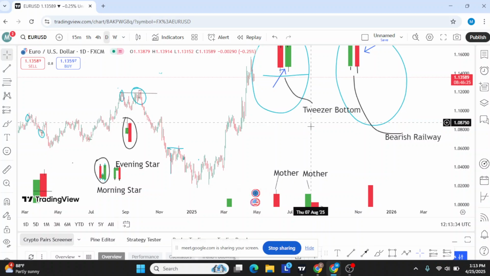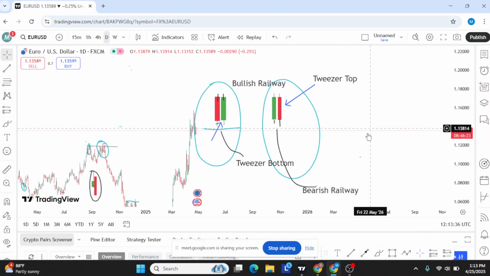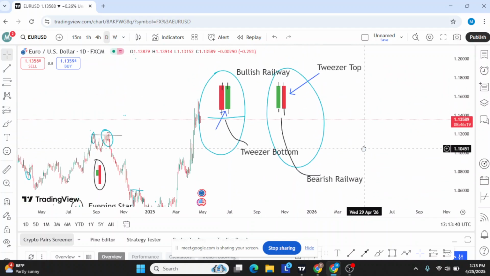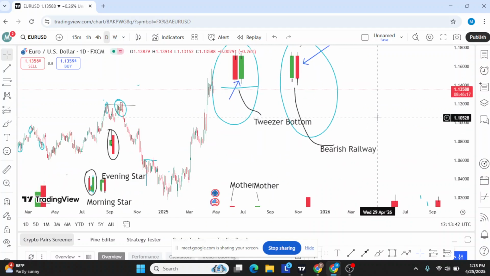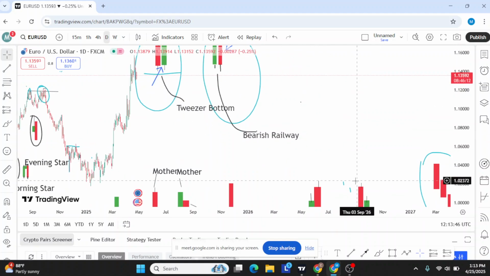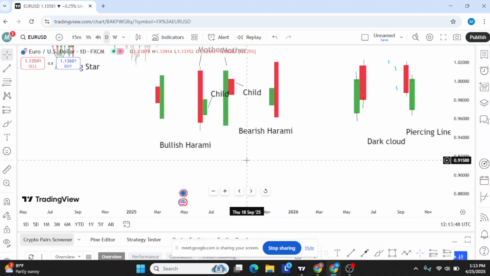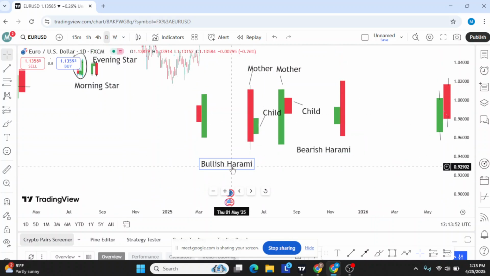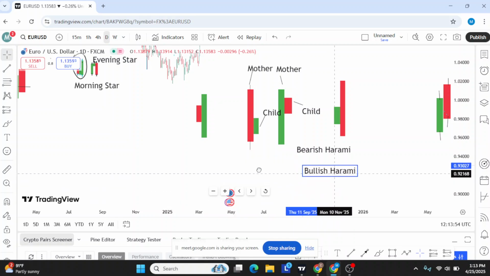So now we've covered tweezer top, tweezer bottom, bearish railway and bullish railway. We now understand their full meaning. So now let's quickly look at the bullish harami.